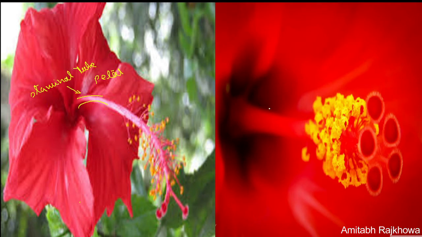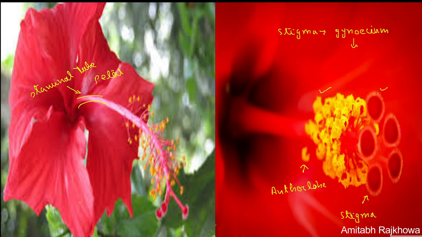At the tip of the staminal tube, these structures are present. These dusty structures represent the male reproductive part, that is the anther lobe, and these hairy red colored structures represent the stigma. Stigma is the tip of the female reproductive unit, which is known as the gynoecium. At the base of the gynoecium, the ovary is present, and every ovary contains the reproductive units which are known as the ovules.